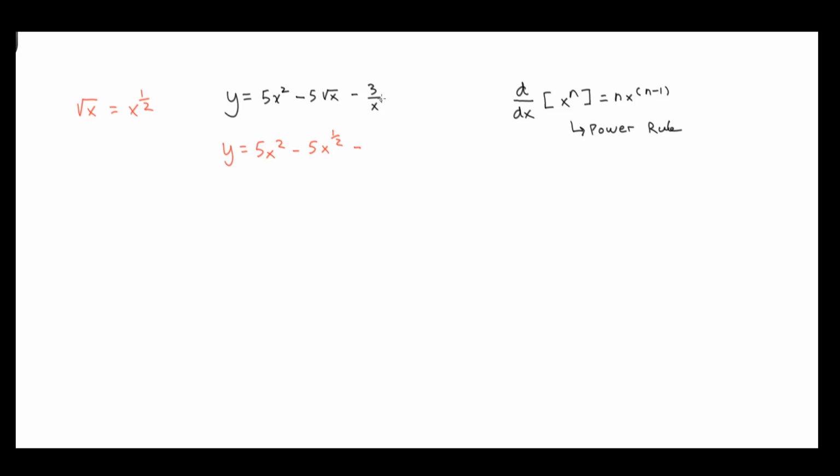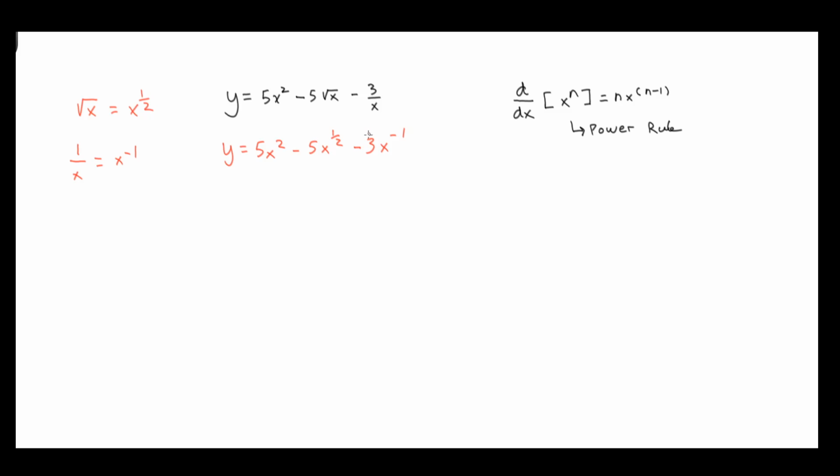And now with this x in the denominator, also from algebra, let's say we have a 1 over x value. It's equivalent to being x to the negative first power. So we can rewrite this as minus 3x to the negative first power.